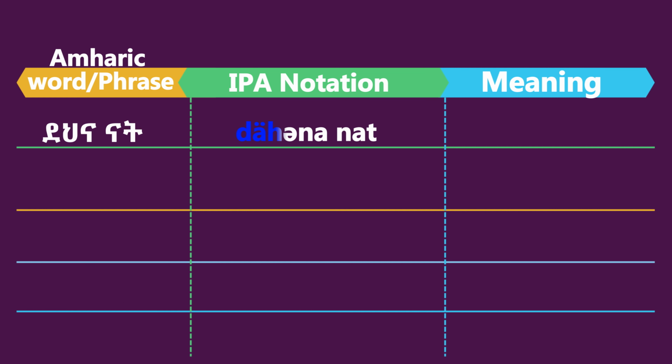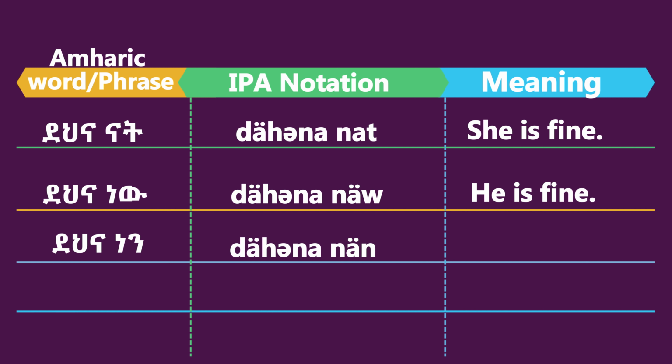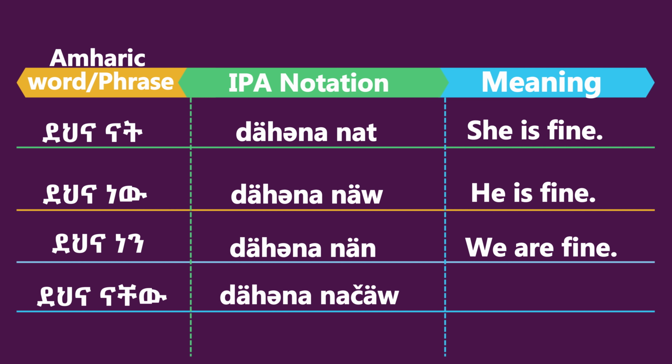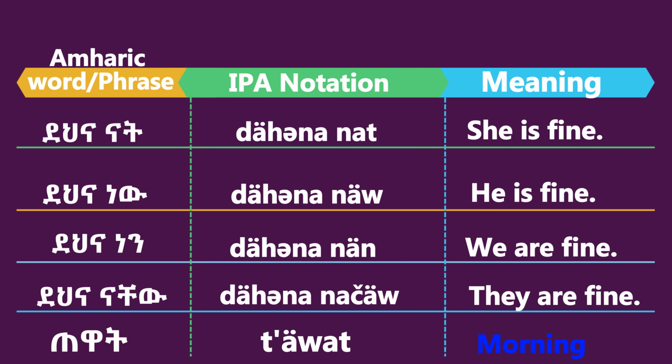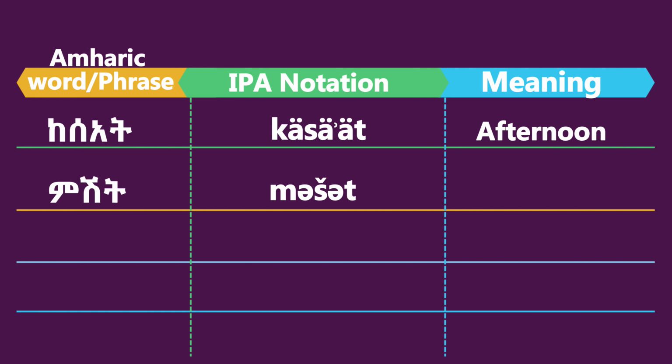ደህና ናት, which means she is fine. ደህና ነው, which means he is fine. ደህና ነን, which means we are fine. ደህና ናቸው, which means they are fine. ጠዋት, which means morning. ከሰዓት, which means afternoon. ምሽት, which means evening.